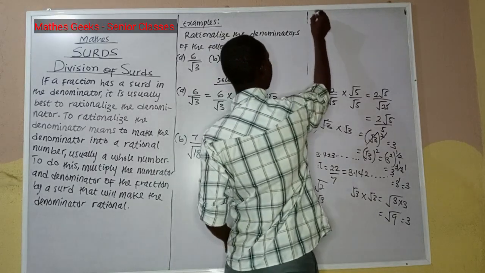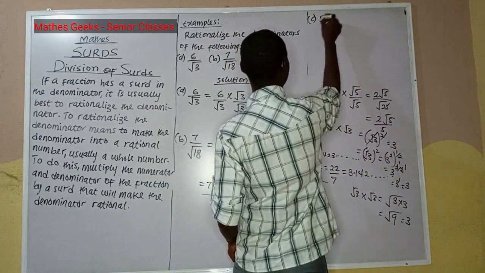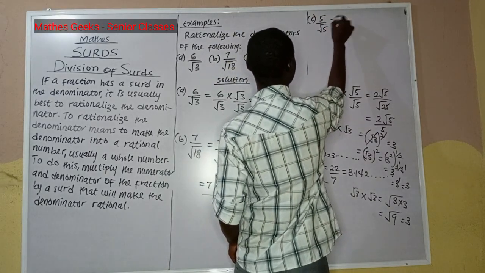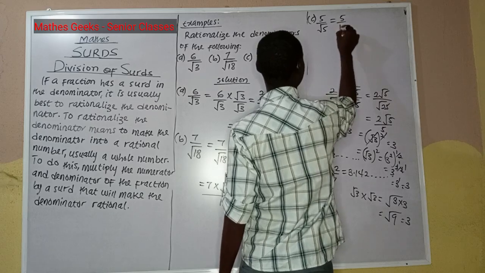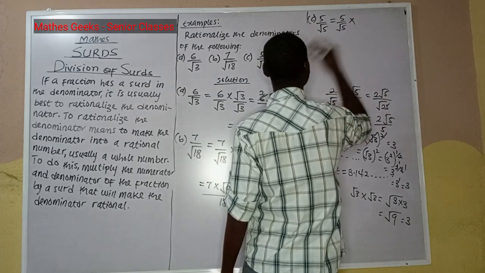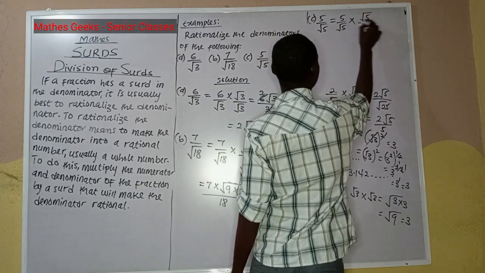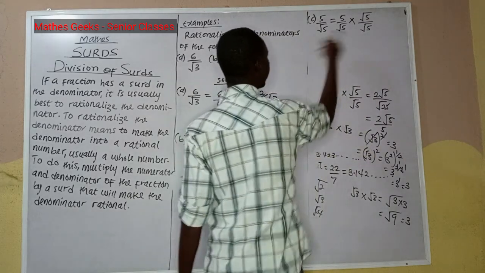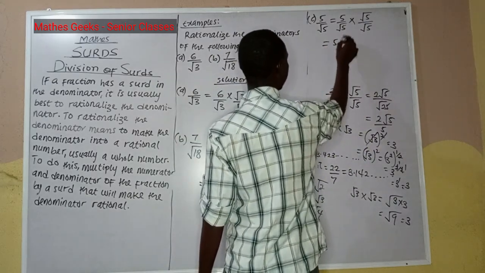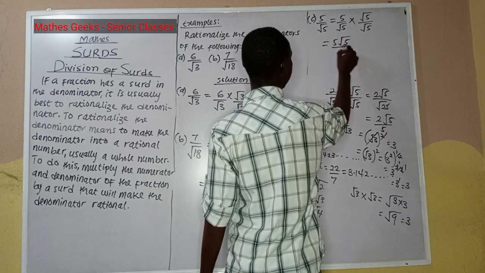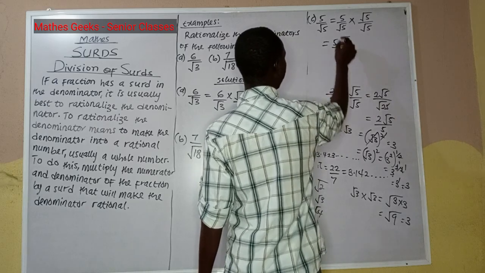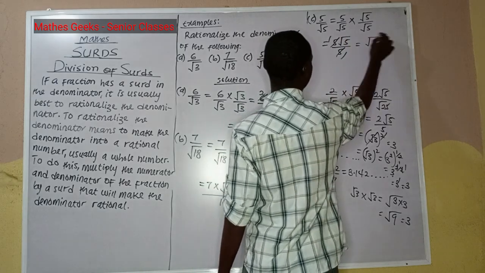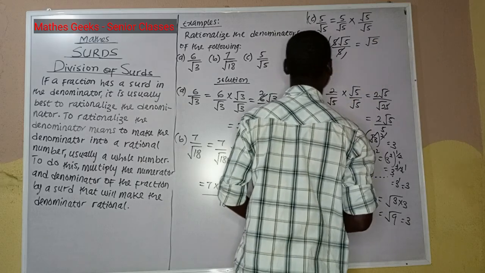C, 5 over root 5 equals 5 over root 5 times root 5 over root 5. And then this will give us 5 root 5 over 5. 5 here 1, 5 here 1. So our final answer is root 5.